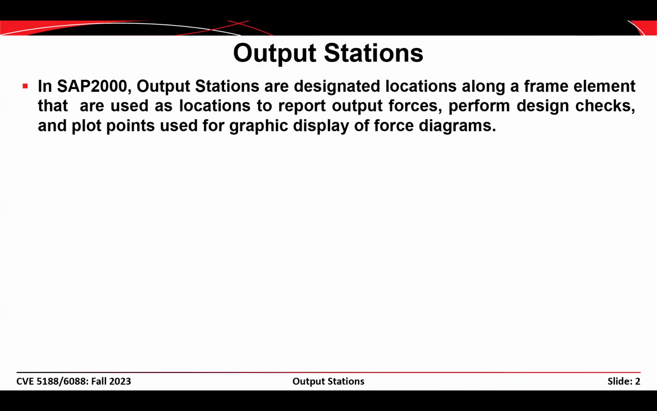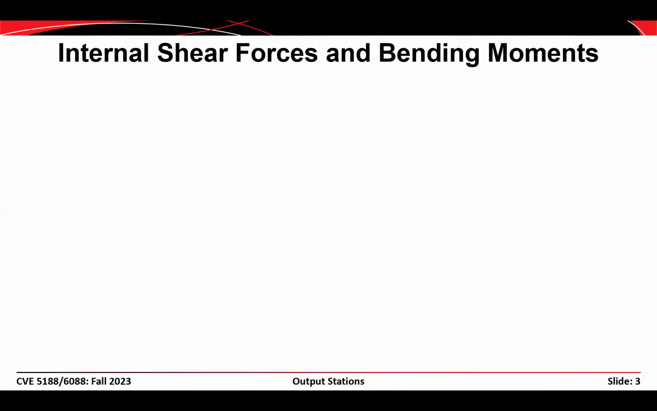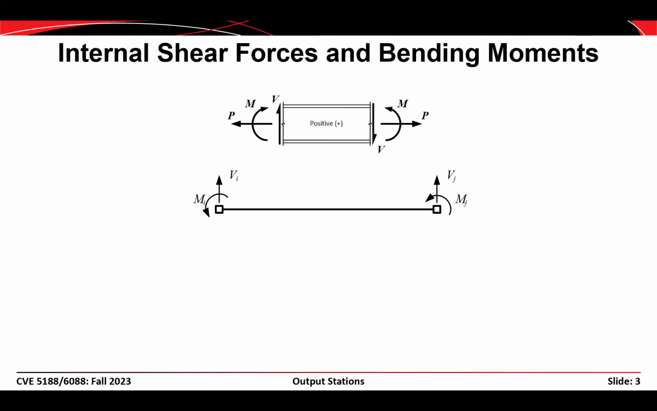All right, so in SAP 2000, we have something that's called an output station. An output station is a location on a member in our structure that is designated for the calculation of our results. If we consider a bending problem where we have a beam, and we want to calculate the internal shear force, bending moment, and axial force, we have to do that explicitly, and we can only do it at certain locations.